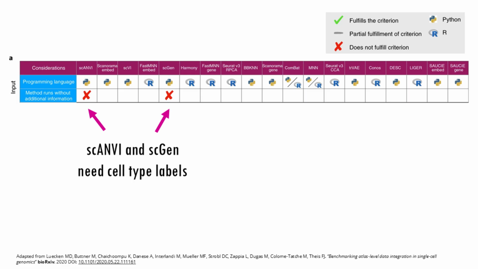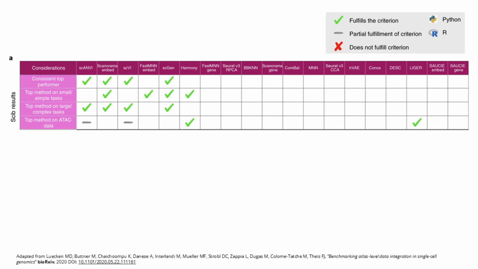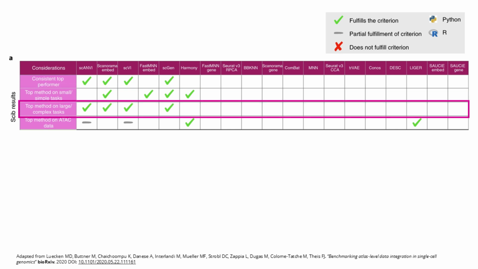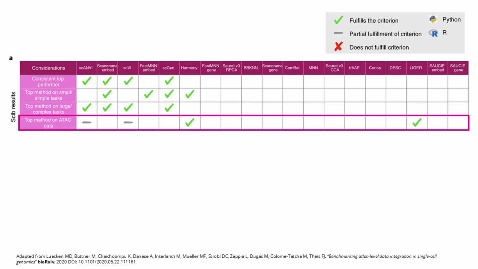your cells first. Then they highlighted methods based on the scores across all the integration tasks. So we have top performers for smaller or simpler tasks like Scanorama, FastMNN with embedding, SCGen and Harmony. And then top performers on larger or more complex tasks like Scanvi, SCVI, Scanorama and SCGen. And for ATAC-seq integration jobs, we have Harmony and Liger.